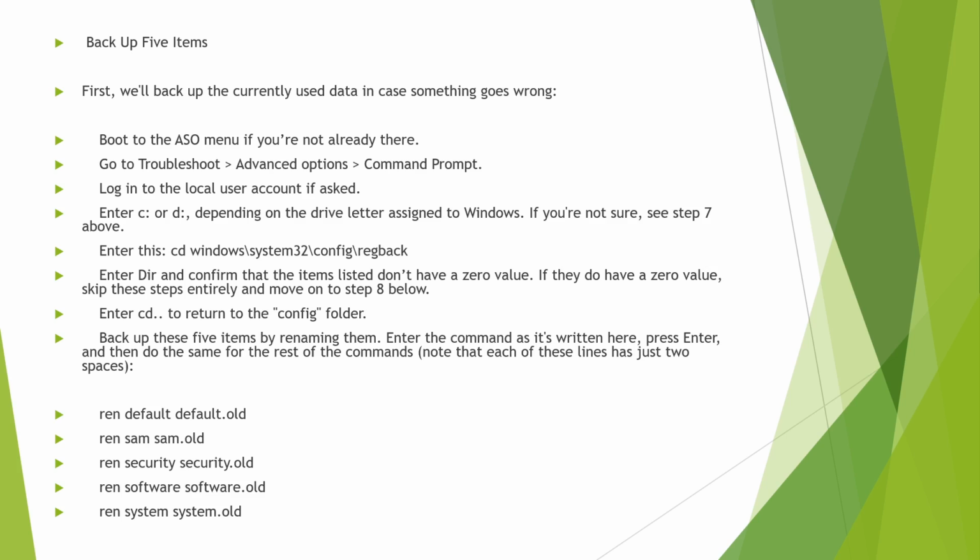Boot to the ASO menu if you are not already there. Go to Troubleshoot, Advanced Options, Command Prompt. Log into the local user account if asked. Enter C: or D: depending on the drive letter assigned to Windows. If you are not sure, see step 7 above. Enter cd windows\system32\config\regback. Enter dir and confirm that the items listed don't have a 0 value. If they do have a 0 value, skip this step entirely and move on to step 8 below. Enter cd .. to return to the config folder.